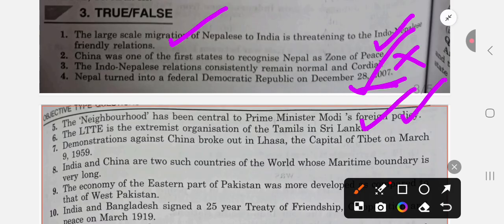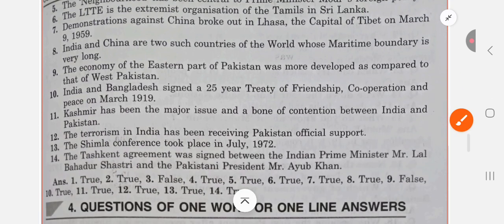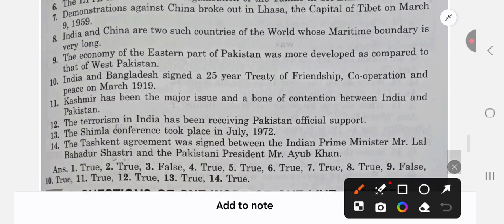Demonstrations against China broke out in Lhasa, the capital of Tibet, on March 9, 1959. True. India and China are both countries of the world whose maritime boundary is very long. That is true. Next question: the economy of the eastern part of Pakistan was more developed as compared to that of the western part. That is false. The eastern part was more weak in fact.